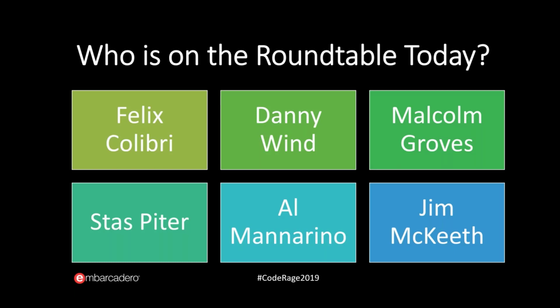And Malcolm, real quick, introduce yourself. Well, sorry, you distracted me with chocolate and beer. I'm still thinking about that. Malcolm Groves, I'm an MVP based in Sydney, Australia. I guess like a lot of us, been around for a long time.